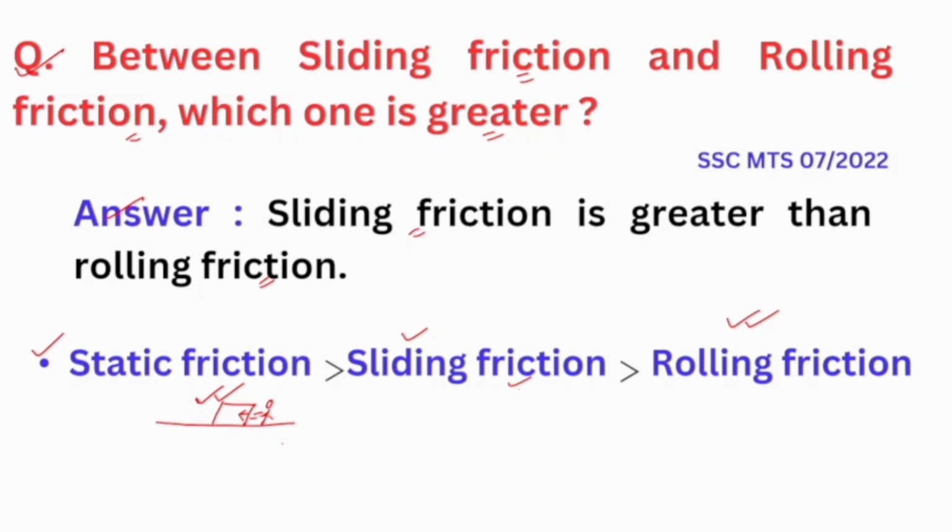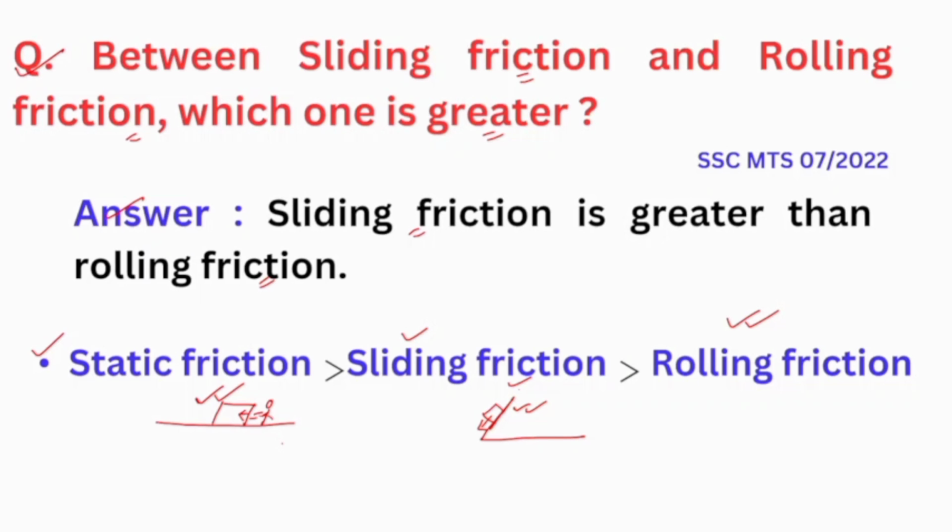Next is sliding friction. Here, this is an object, and this is sliding against this surface. So this can be defined as the friction resisting the motion when two objects are sliding against each other. Okay, this is called sliding friction.